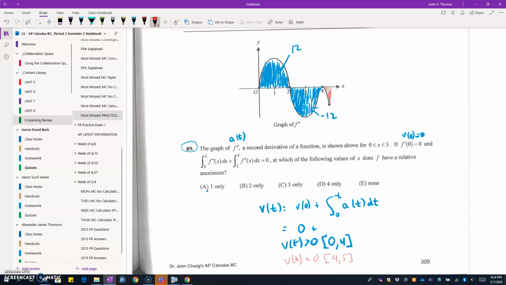All right, so I have a change in velocity from positive to negative, which would correspond to a relative maximum, at x equals 4. So relative max at x equals 4. So we would have 4 only, which is choice D.